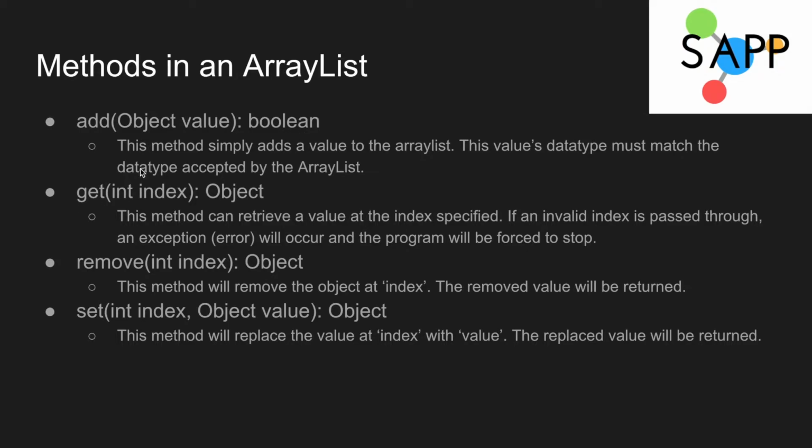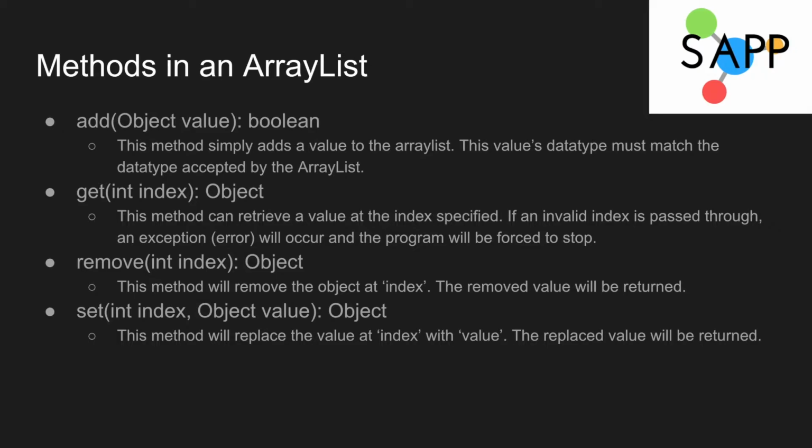The get method is also pretty self-explanatory. Actually, these all are. But the get method, basically, you give it an index, and it'll go to that index in the ArrayList and retrieve that value. So, for example, using that example from earlier, if we added a 5 into the ArrayList, and it's the first element we added, saying get 0 will return 5, because that's the index assigned to it.